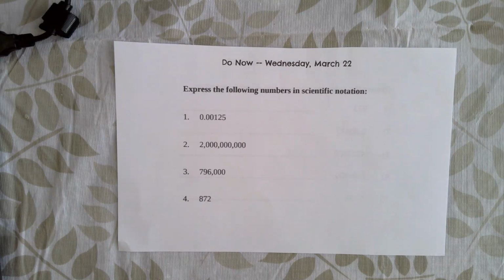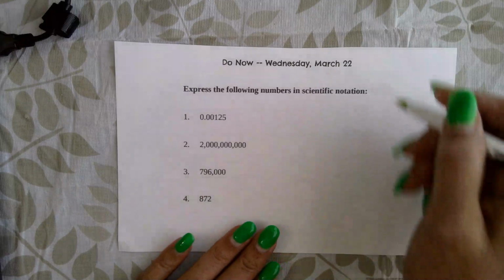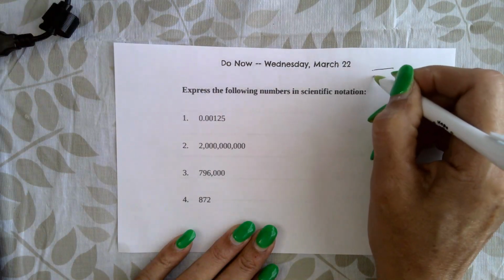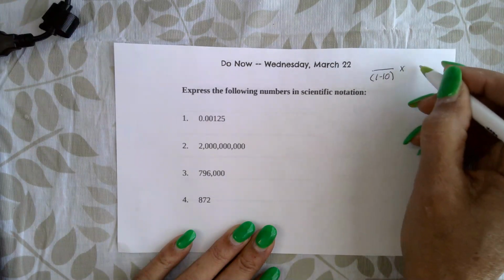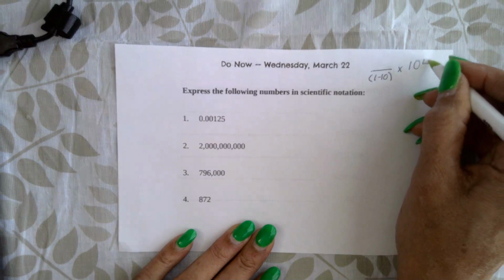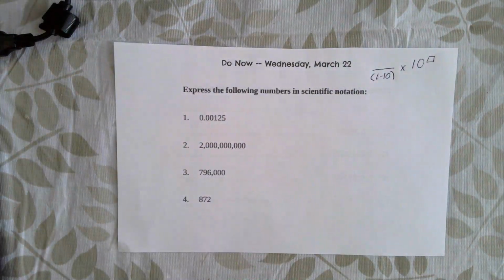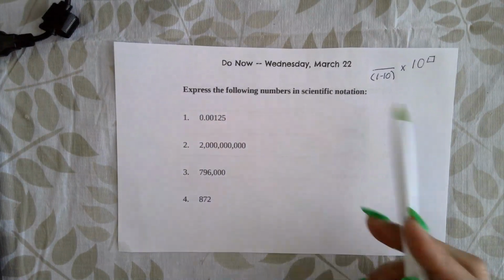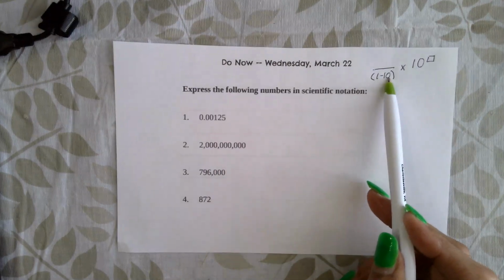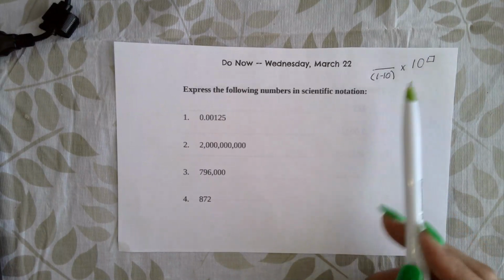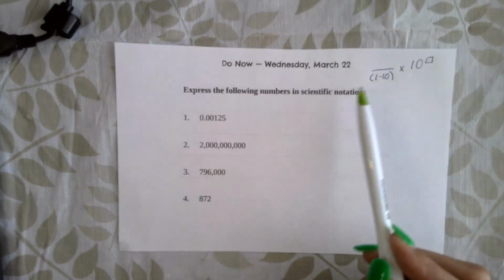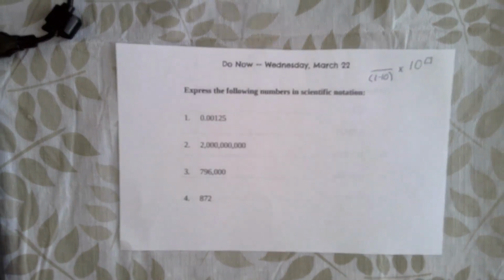So let's look at our do now for today. It says express the following numbers in scientific notation. So before we begin, let's remember that scientific notation starts with a number between 1 and 10 times 10 that's raised to a power. For each of your answers, this number should be between 1 and 10, and then times 10, and the power tells us if it's negative, the decimal point moves to the left. If it's positive, the decimal point moves to the right.